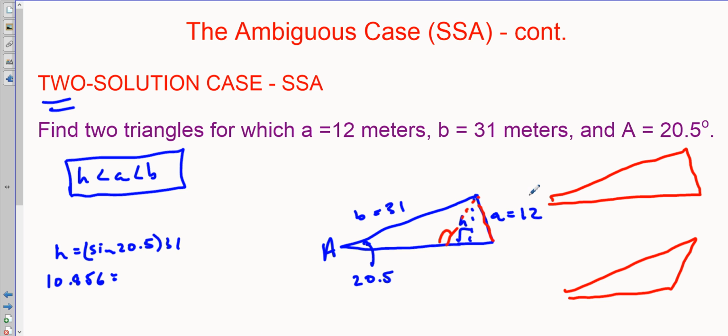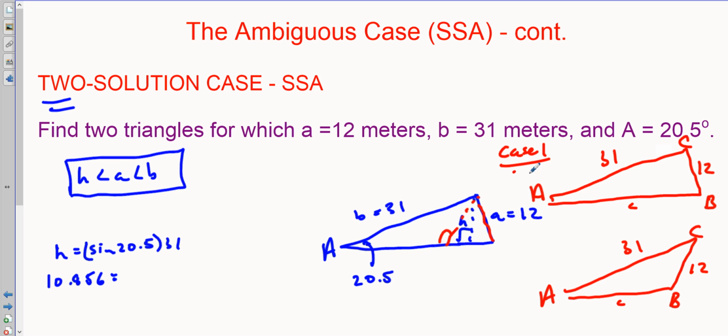And so right here we have A, this is 12, this is 12, and this is 31, and this is 31. Now, for the first part, we're going to find out what this is. So this is B, this is C, and this is B, and this is little side c as well. Well, we'll start with case one.